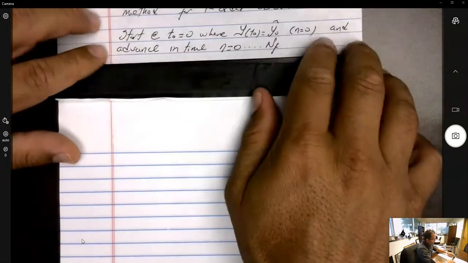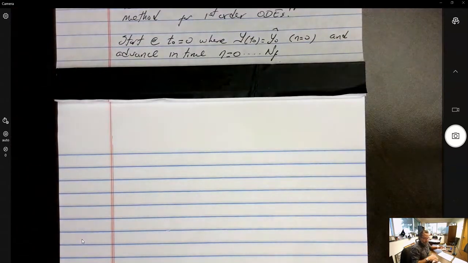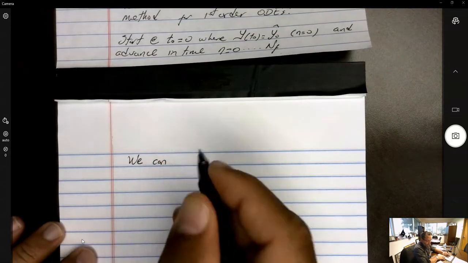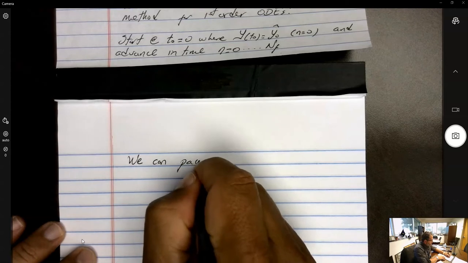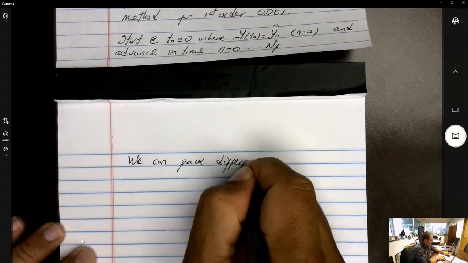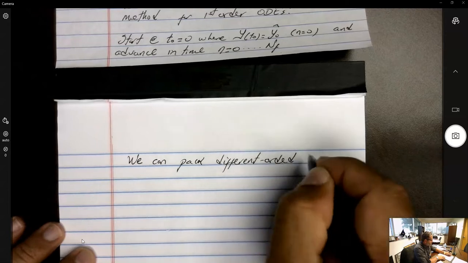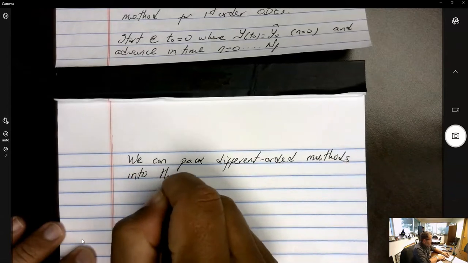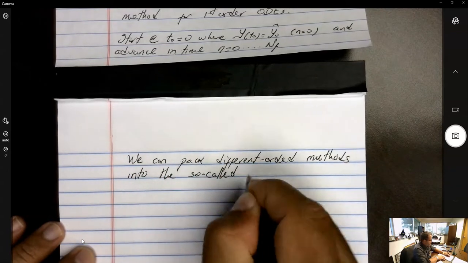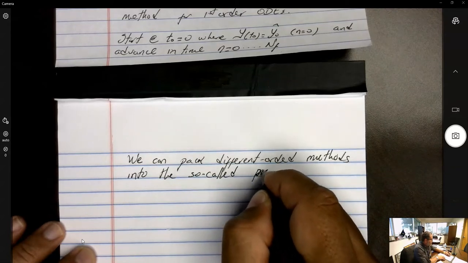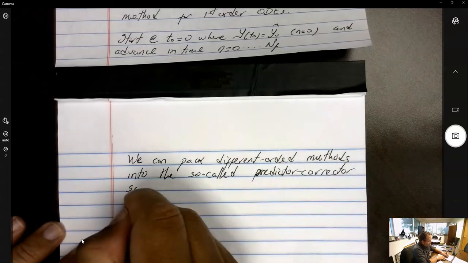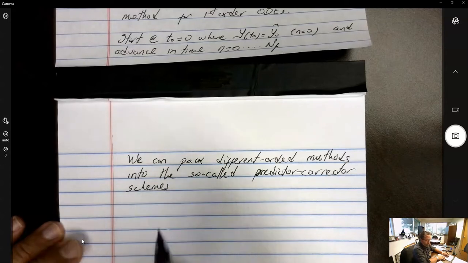Now, all of these have already been derived for us. So we can pack different order methods into the so-called predictor corrector schemes.